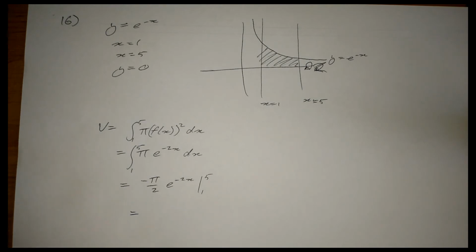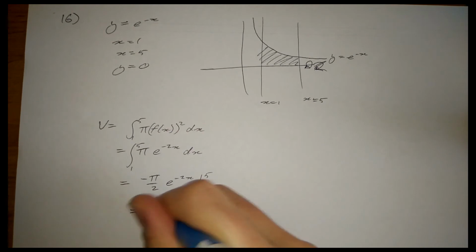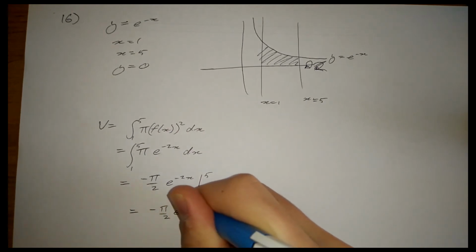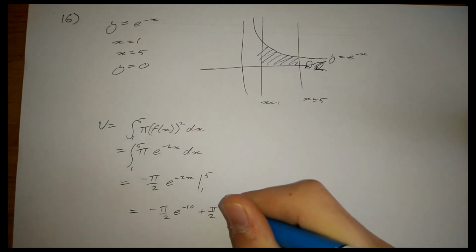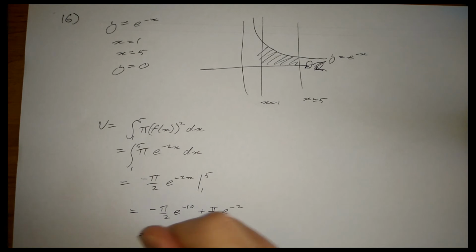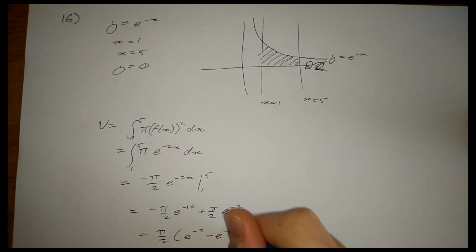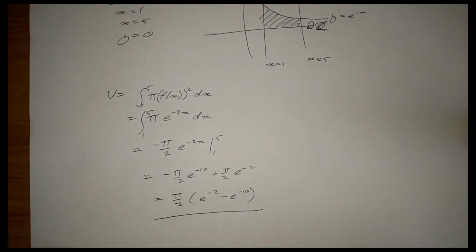Hence, we get negative pi on 2 e to the negative 10 plus pi on 2 e to the negative 2, which equals pi on 2 times (e to the negative 2 minus e to the negative 10). So that's our final volume.